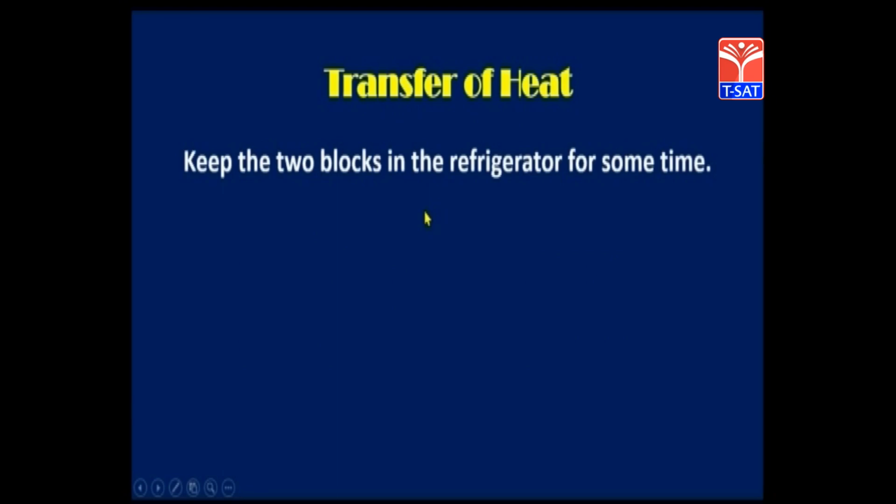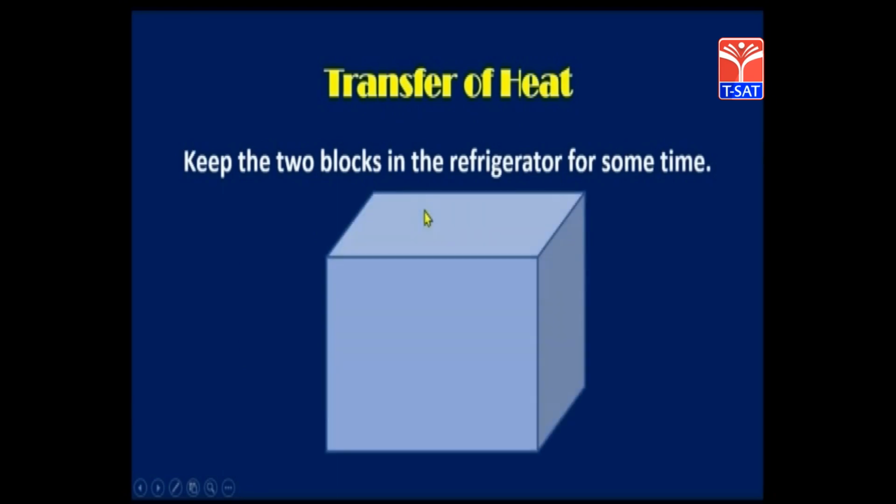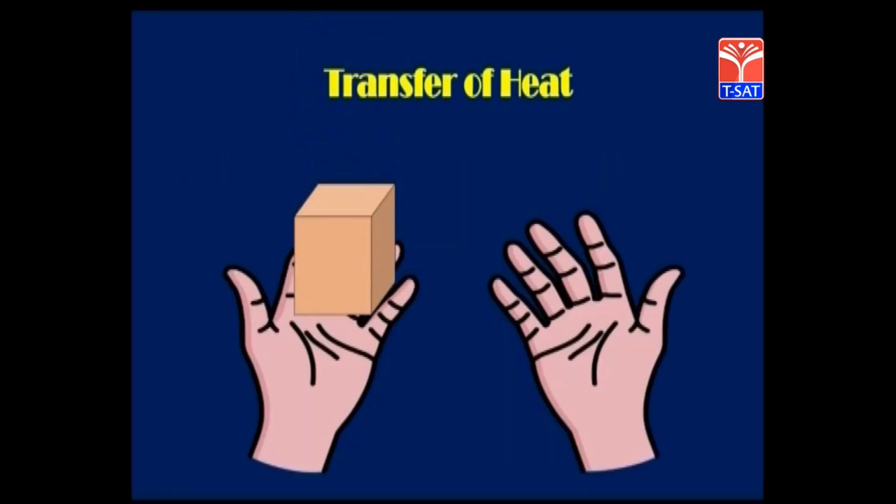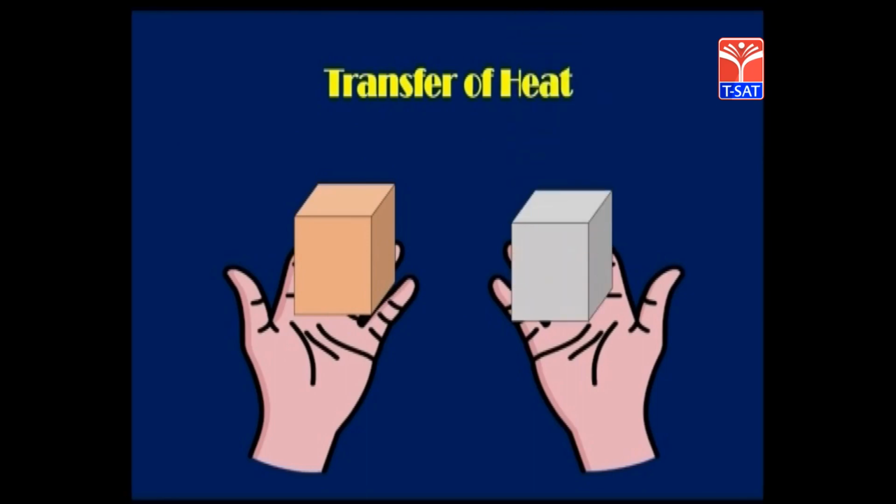So, let us open the door of the refrigerator, children. Yes, let us assume this is our refrigerator and here goes the wooden block first and then the metal block. Let us keep them inside for some time and remove them after some time and touch. Take wooden block in one hand and metal block in another hand. What do you notice, children? What do you feel when you touch these two? Yes, they appear to be cold, don't they?